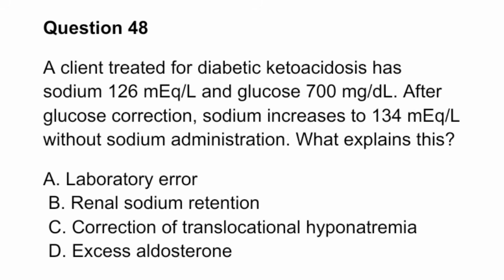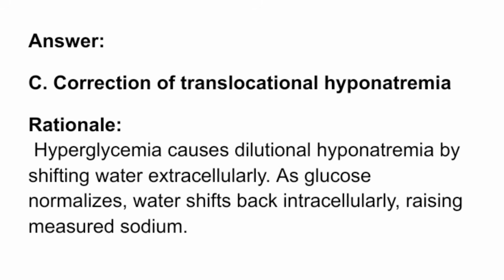Question 48. A client treated for diabetic ketoacidosis has sodium 126 milliequivalents per liter and glucose 700 milligrams per deciliter. After glucose correction, sodium increases to 134 milliequivalents per liter without sodium administration. What explains this? A. Laboratory error. B. Renal sodium retention. C. Correction of translocational hyponatremia. D. Excess aldosterone. Answer: C. Correction of translocational hyponatremia.